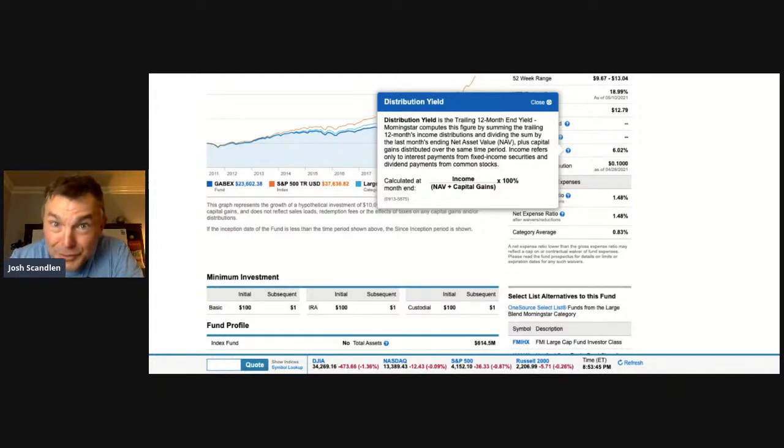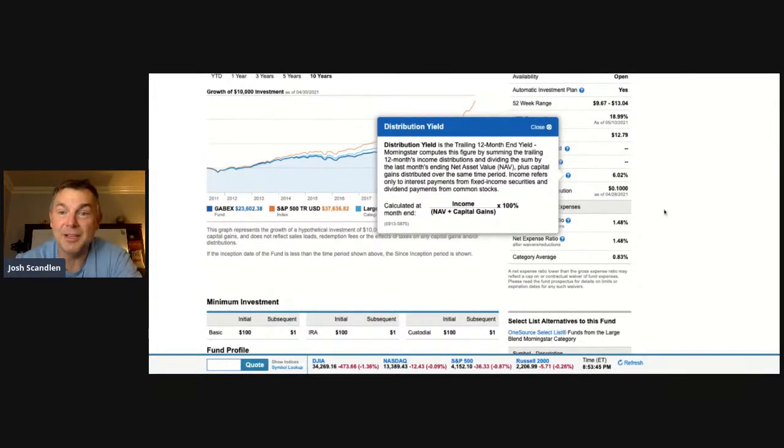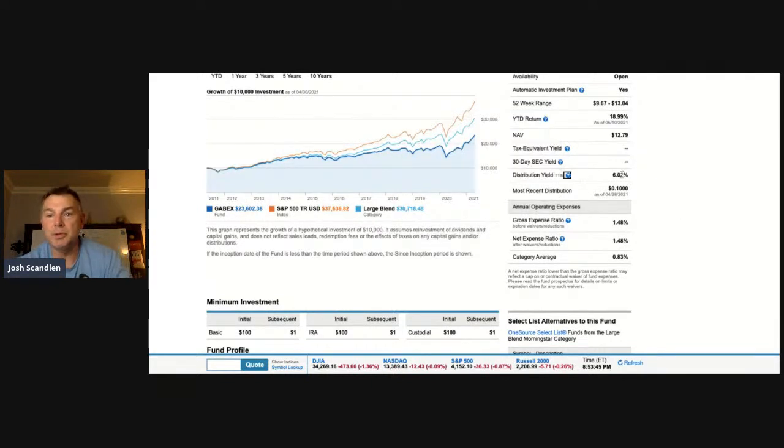What are the holdings doing, if that makes sense? What are the holdings that the fund owns doing to get the dividends and capital gains and income? That's the scary thing. So anyway, right now we got 6.02 as our distribution yield for the trailing 12 months, $6 a share, or a percent, 6%.